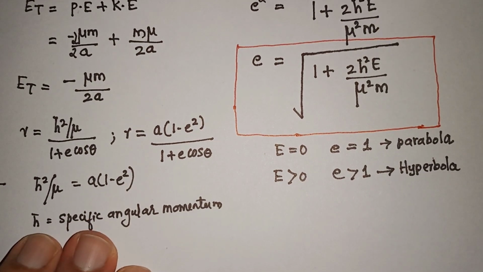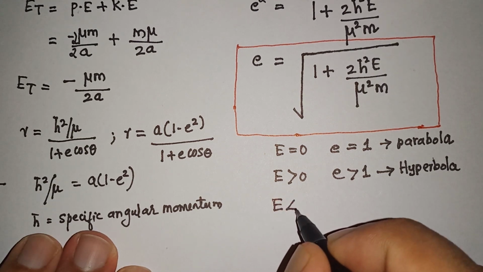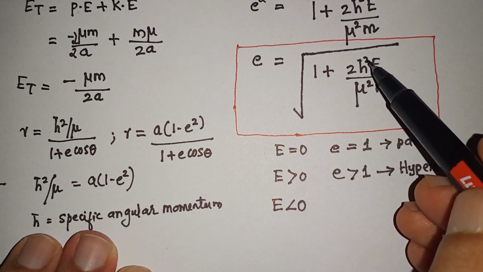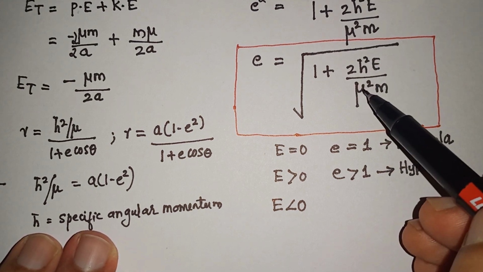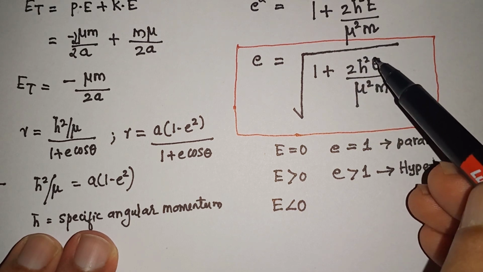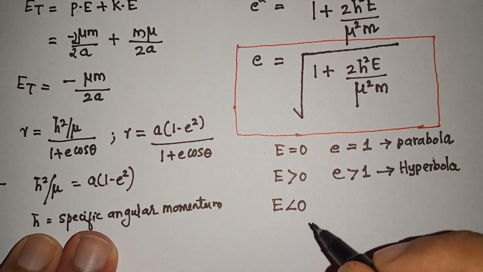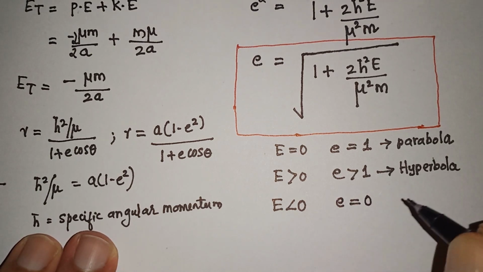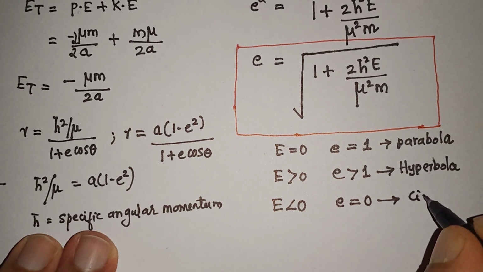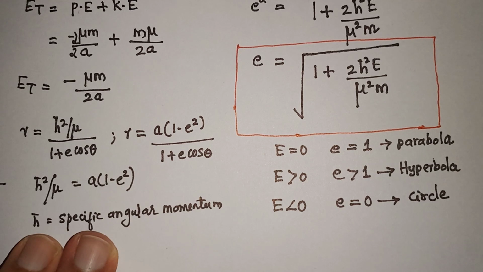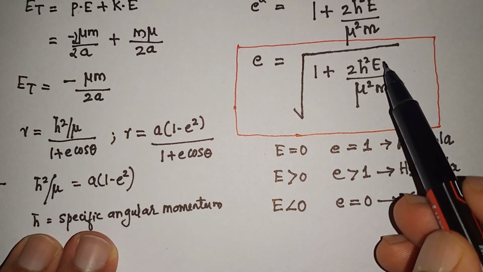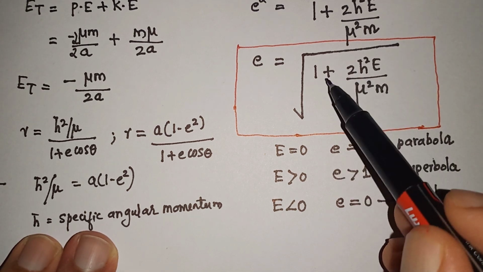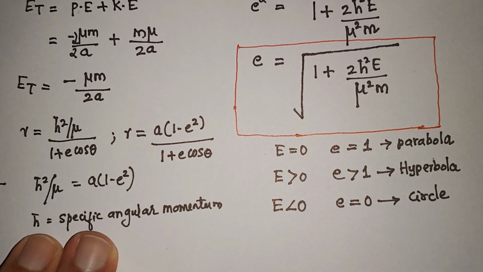Is it not? Now let's say your energy is going to be less than 0. Let me check, the entire term is going to be minus 1. That means 2h cap square E by mu square m is going to be minus 1. So minus 1 plus 1 is going to be what? 0, is it not? So your eccentricity can have 0 value. So that is corresponding to your circle. How is it going to be a circle? Because this term 2h cap square E by mu square m is going to be minus 1, then minus 1 plus 1 is going to be equal to 0. So that corresponds to a circle.